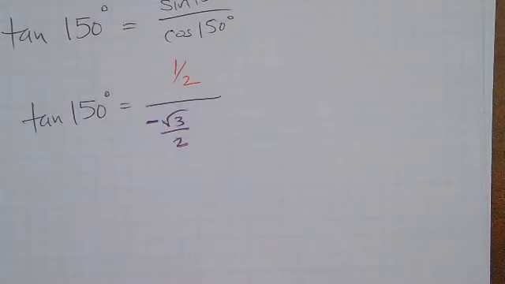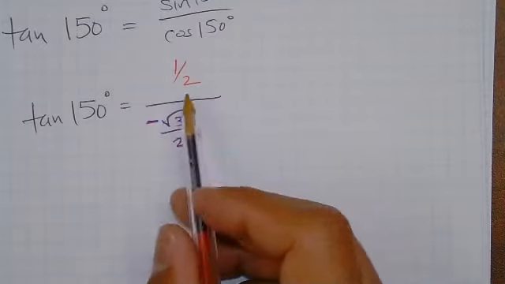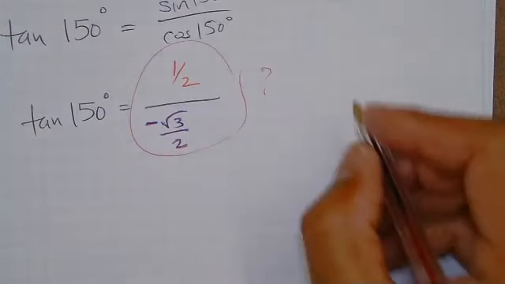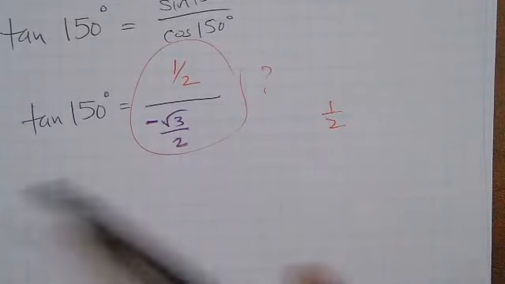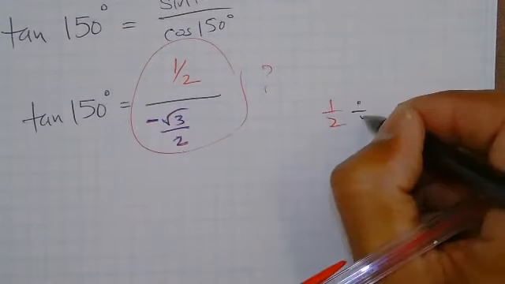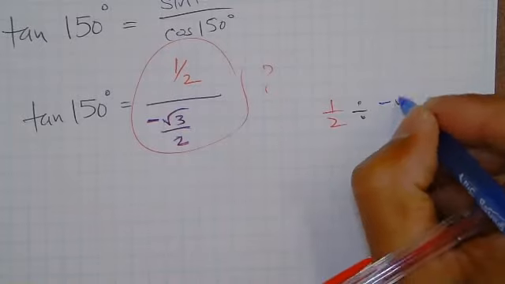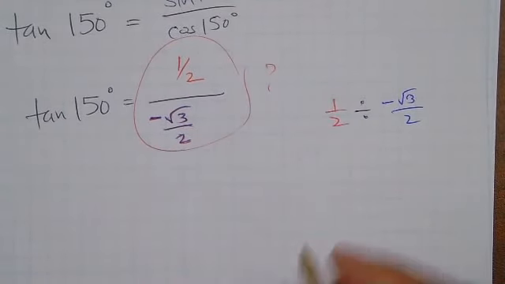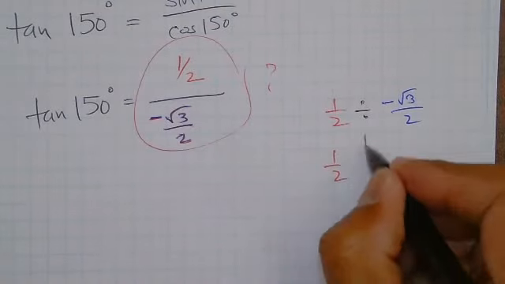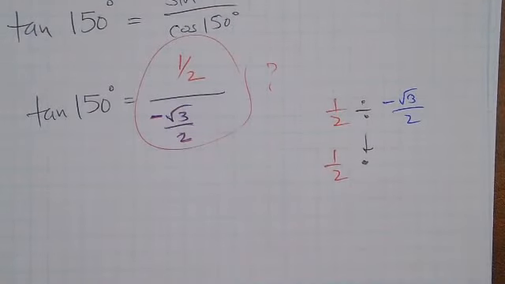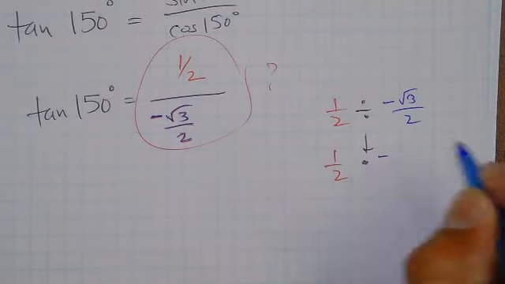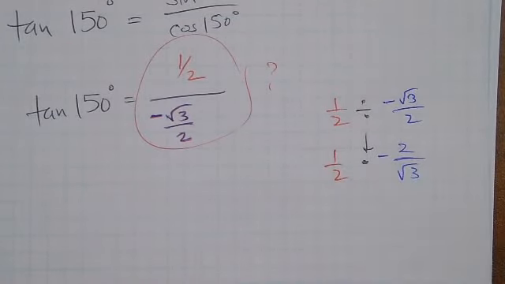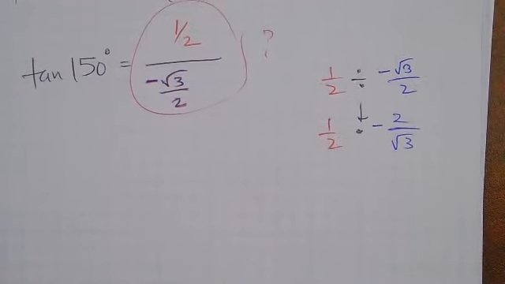All right. How are you going to do this and figure this out? How do you simplify this? You got to work it out the other way, right? 1/2 divided by negative root 3 over 2. Well, really, this is going to be what? 1/2 times, right? Change it to a multiplication and reciprocal. If you have a negative, just leave it on top.